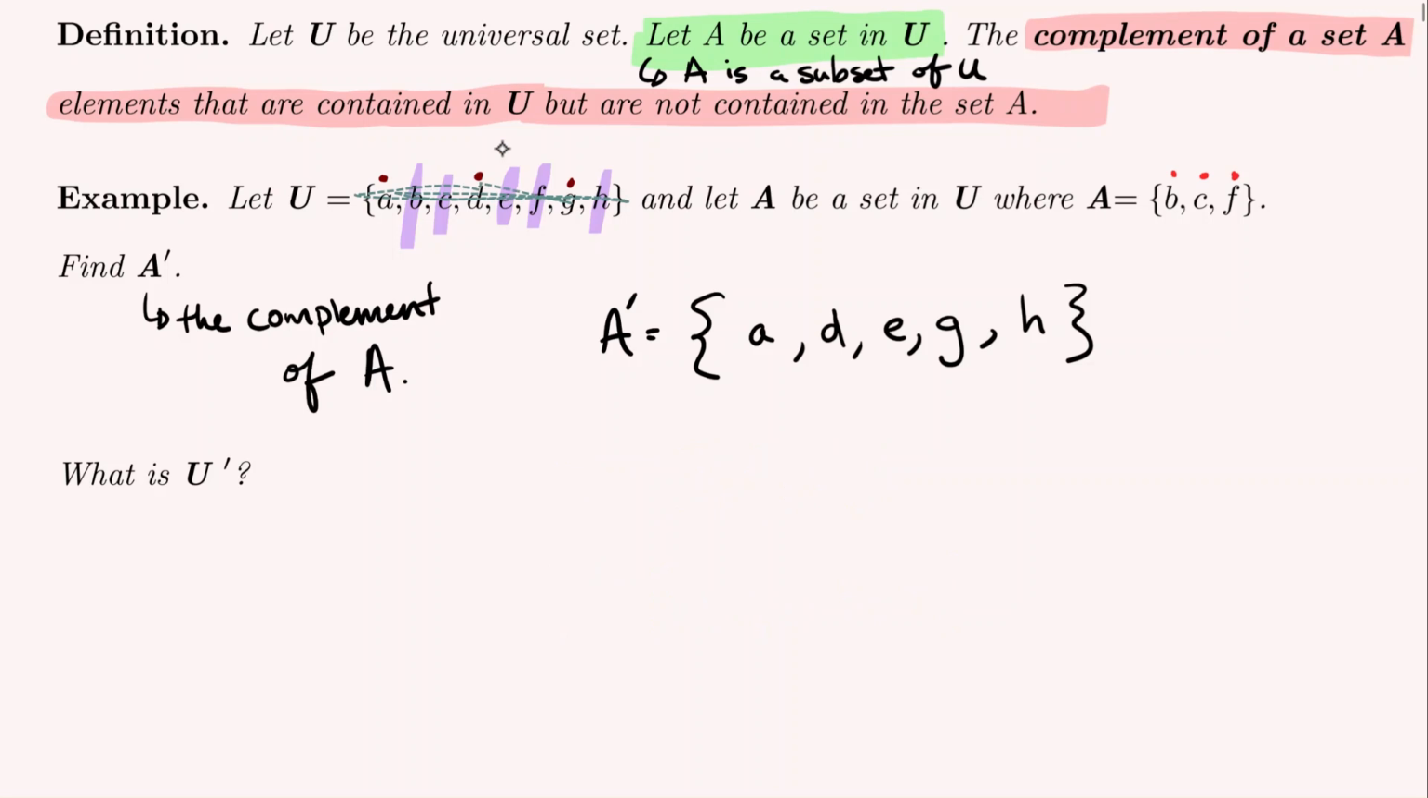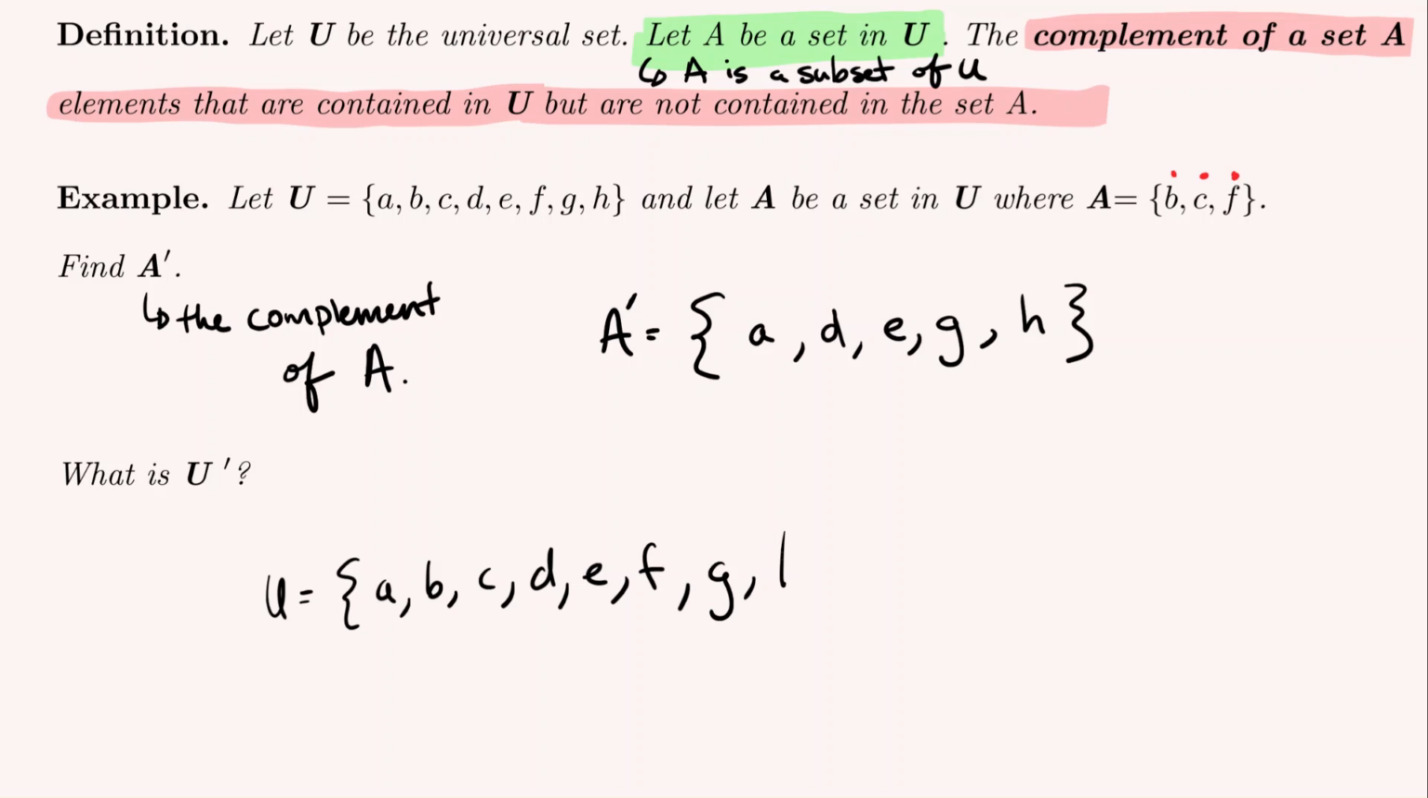So let's next consider our final question. What would, and think about how we'd read this, U, and then the apostrophe should be read as U complement, so U complement. The way U complement works is we write out what is U first, so U is A, B, C, D, E, F, G, and H.